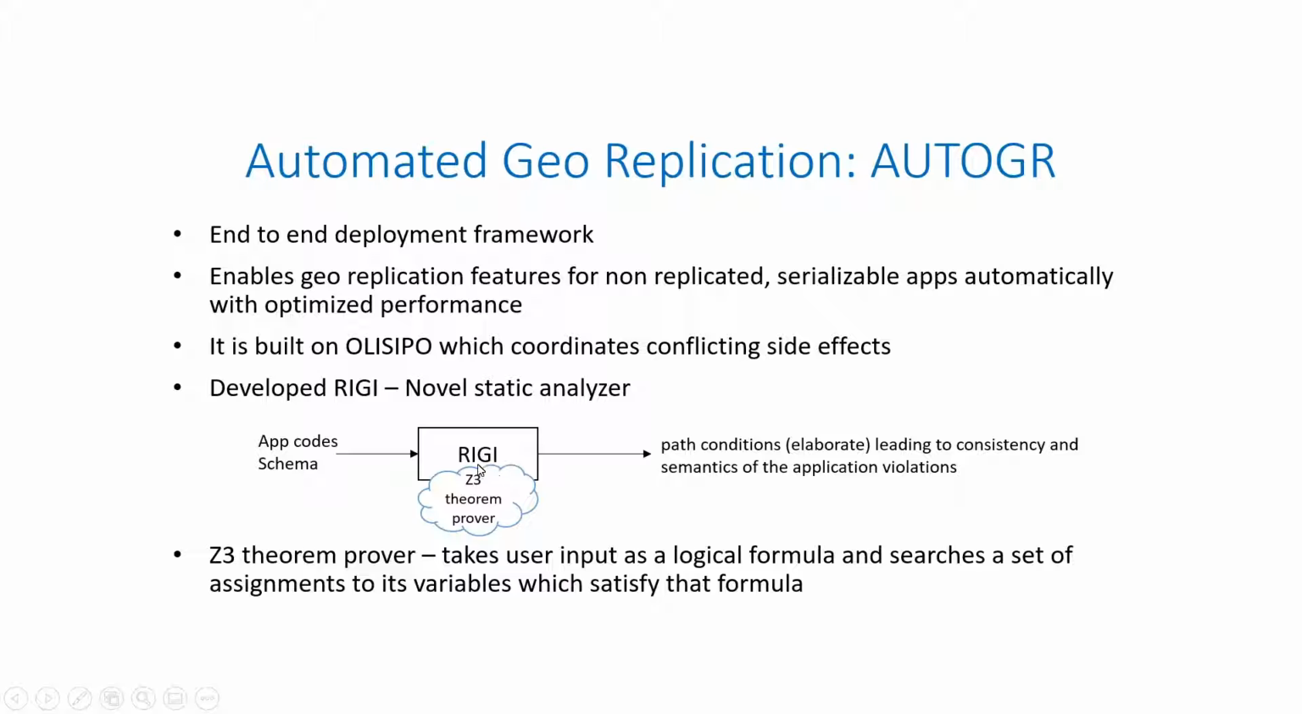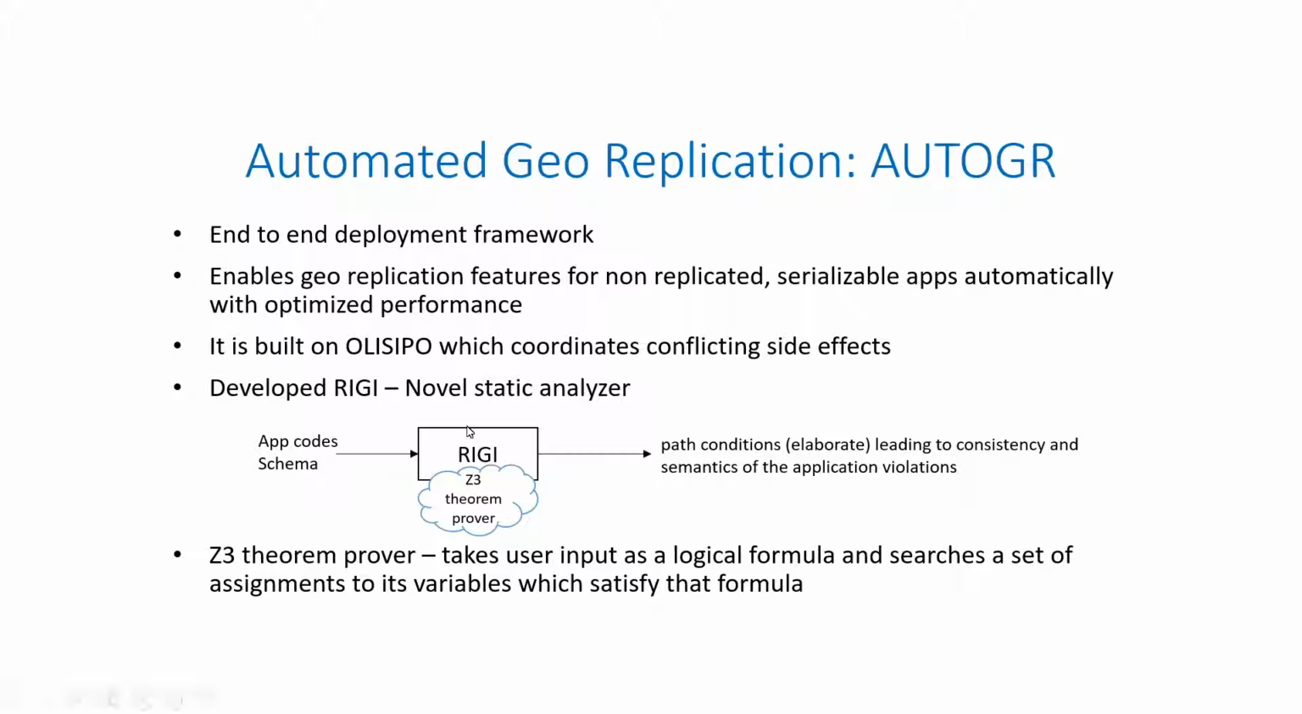What it does is it takes the app code and schema and generates these formulas by all possible paths. So it travels through all these possible paths in the program, and then develops these formulas and sees if they can make these formulas serializable if they are conflicting with each other.